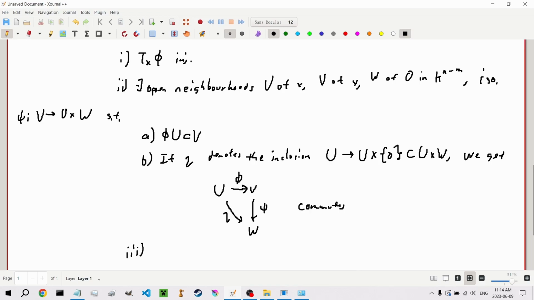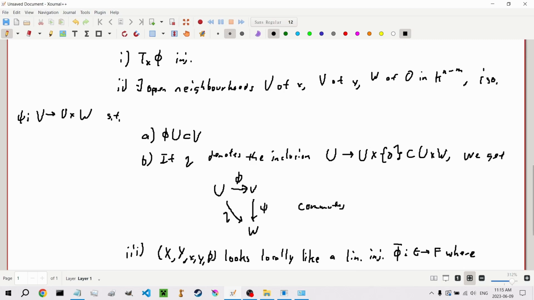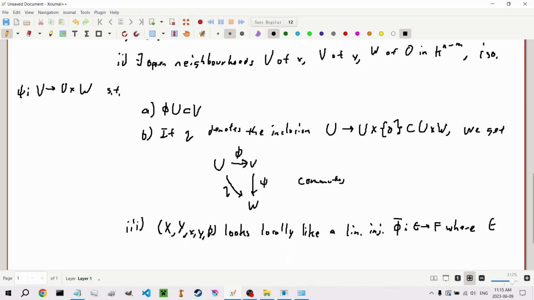Thirdly, our quintuplet of X, Y, x, y, phi looks locally, essentially we can change the variables like we saw above, looks like a linear injection, say phi bar from E to F, where E and F are m and n dimensional vector spaces respectively, of course.